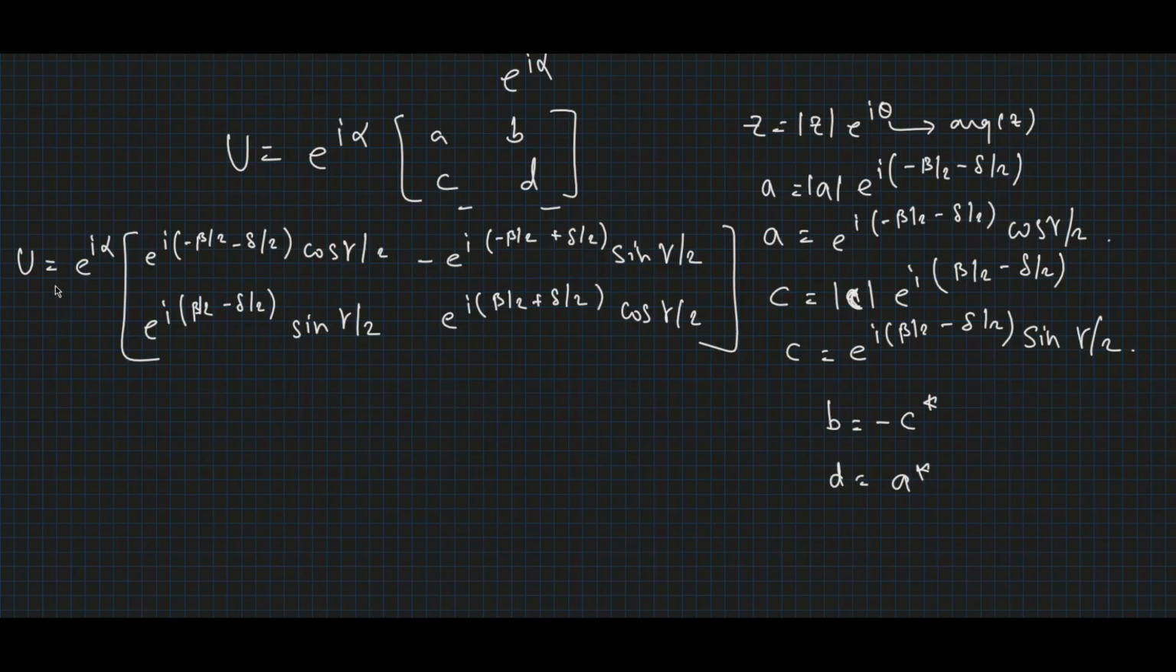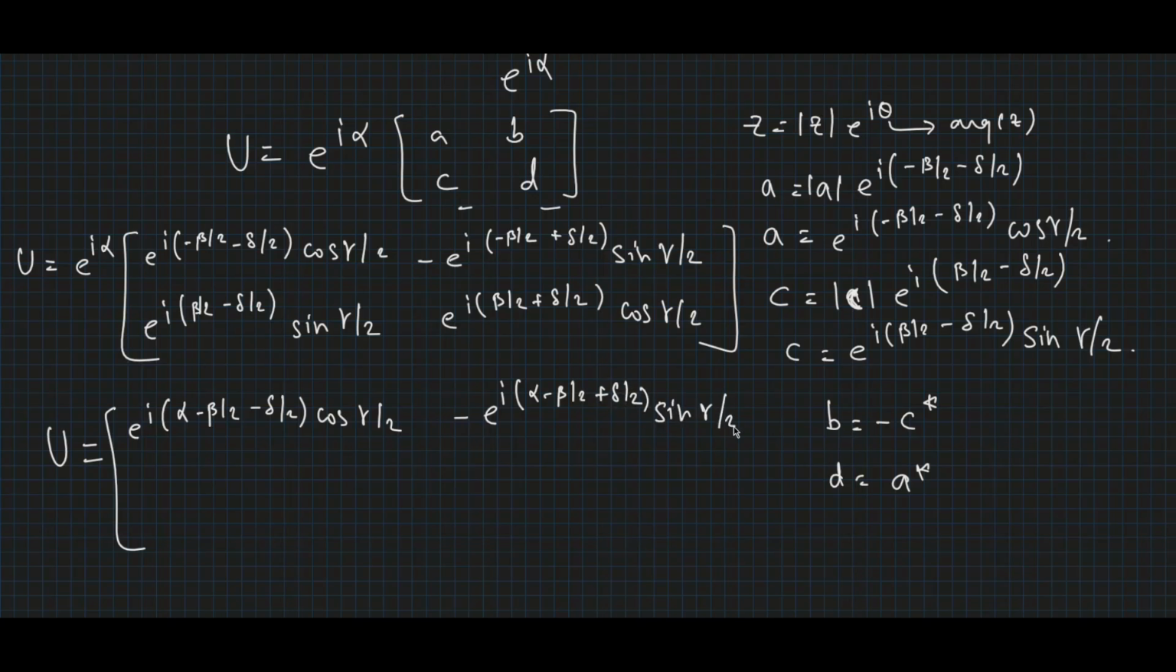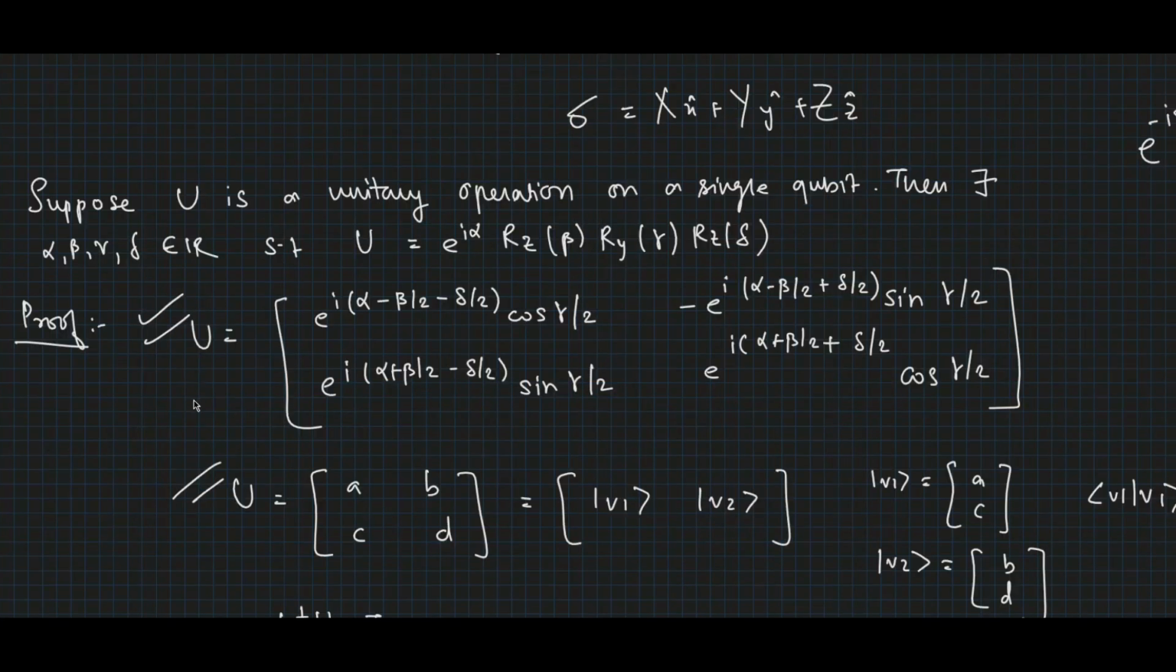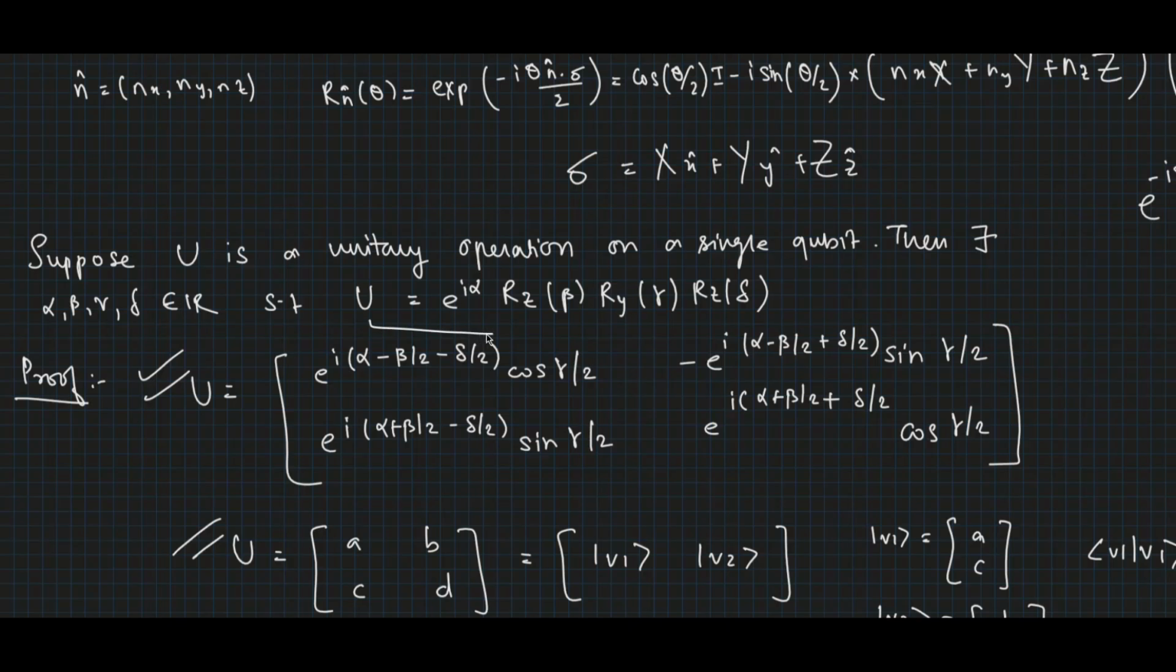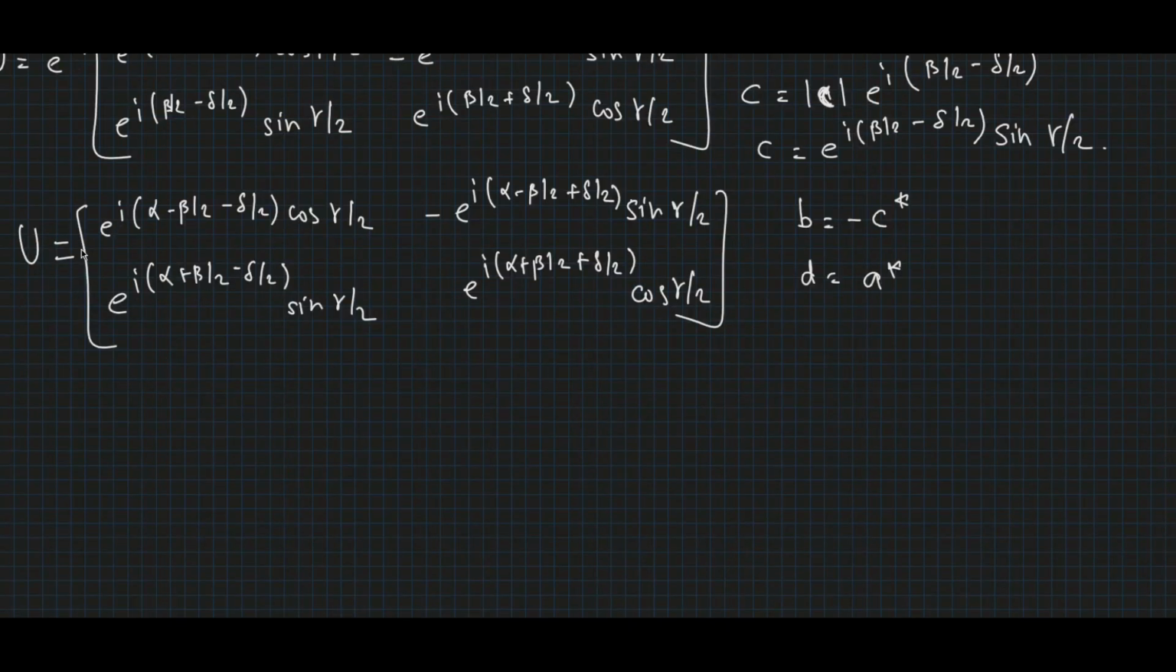And finally, after multiplying e raised to i alpha inside, we get u equal to e raised to i alpha minus beta by 2 minus delta by 2 into cos gamma by 2, minus e raised to i alpha minus beta by 2 plus delta by 2 into sin gamma by 2, and e raised to i alpha plus beta by 2 minus delta by 2 sin gamma by 2, and finally e raised to i alpha plus beta by 2 plus delta by 2 into cos gamma by 2, as claimed here. So now based on this matrix we have to check whether u is equal to this decomposition. So we already proved that u is equal to this matrix.